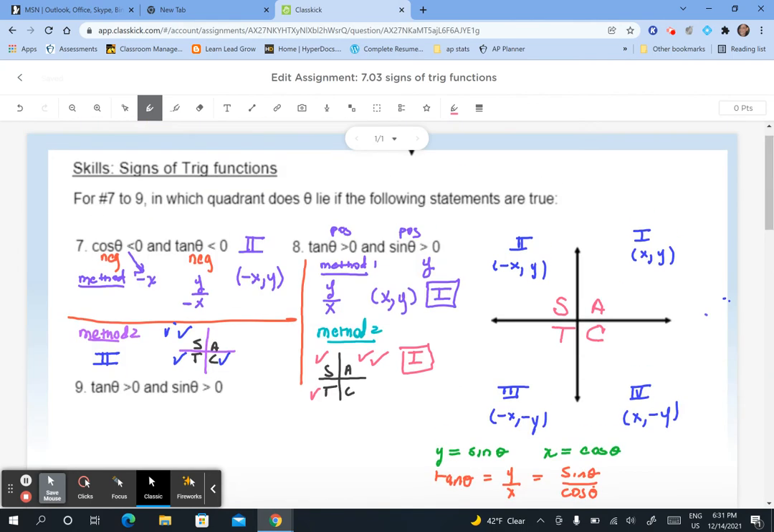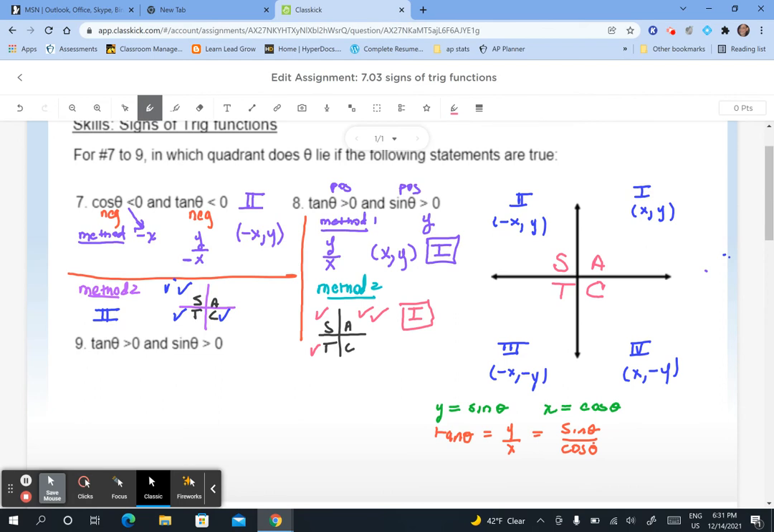The last problem that was in the notes is a duplicate. So I'm going to change it slightly, so I can show you another example. Instead of saying for 9, tan is greater than 0, let's change that to less than. So let's do method 1 first. I don't know which one you prefer yet. You'll tell me tomorrow.